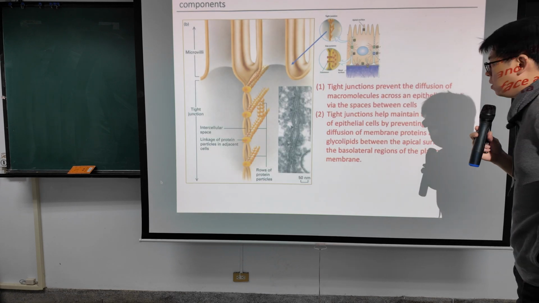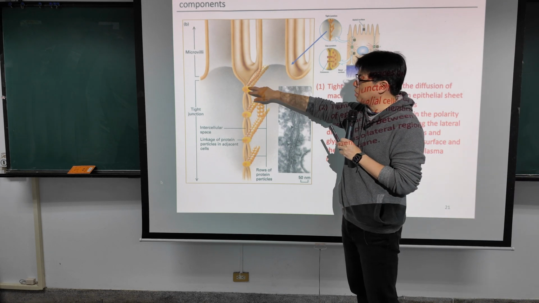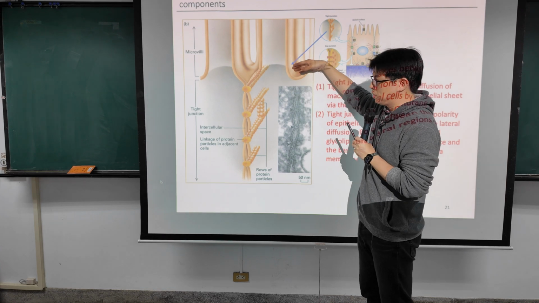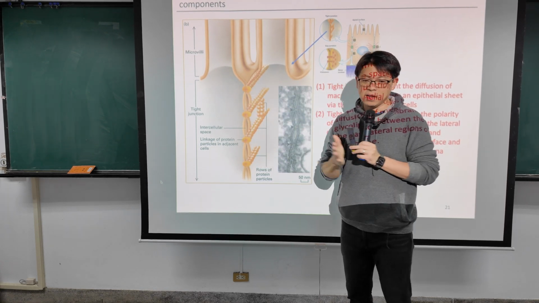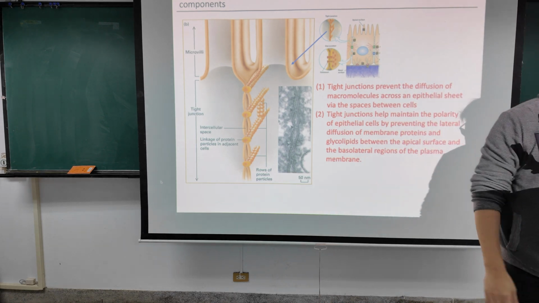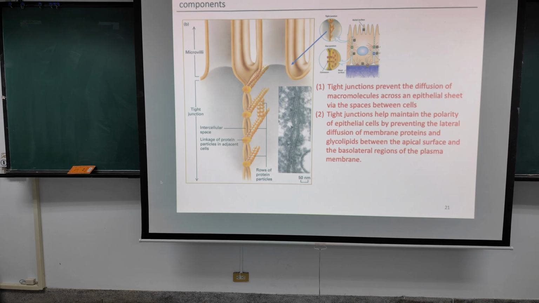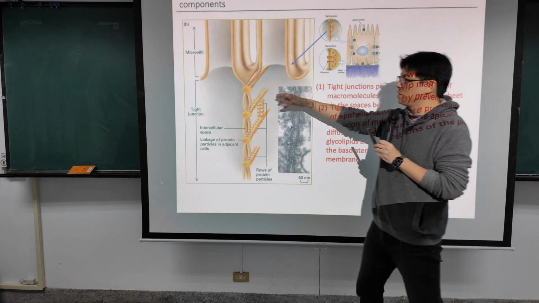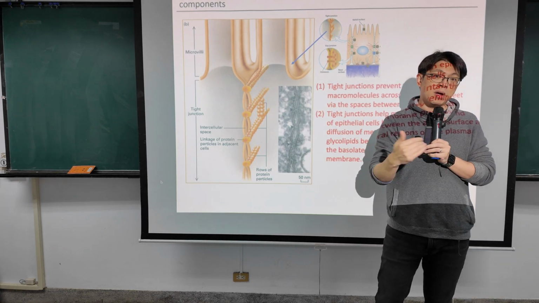Okay, so then let's jump to the tight junction. As I mentioned before, the tight junction will be at the end of the apical surface. They form a zip-like structure and make the space really tight with each other. They form tight enough, even tighter, to prevent the free diffusion of membrane components.